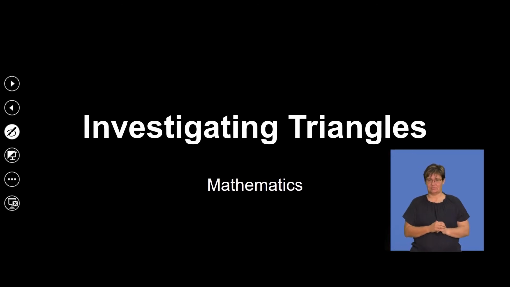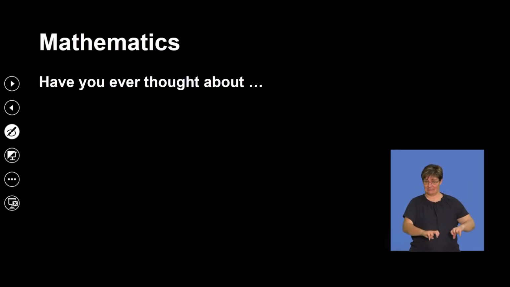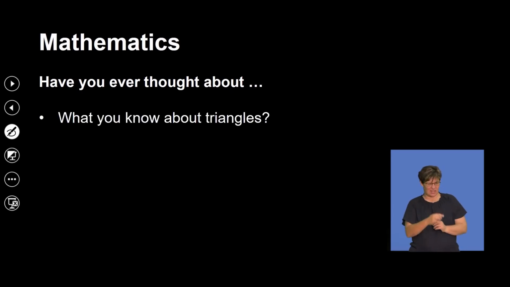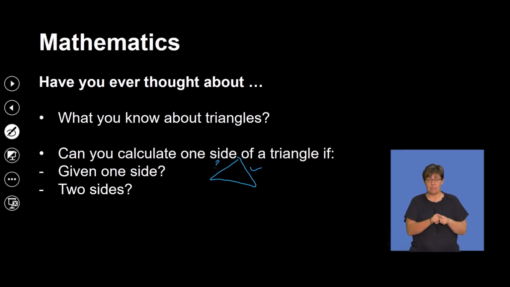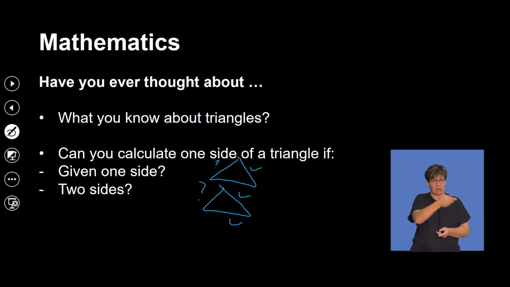Now, as I just said, we're starting with investigating triangles. The very first thing, I always ask you questions. What do you know about triangles? And also, can I calculate one side of a triangle if I'm given maybe one more side? So let's say I have a triangle that is like this and I'm given this side, I want to find that. Can I find it? What will I need to use to do that? Or also, if I'm given two sides, in the very same triangle, I'm given that one, I'm given this one, they want me to find this. Can I find it? What can I use to do that?